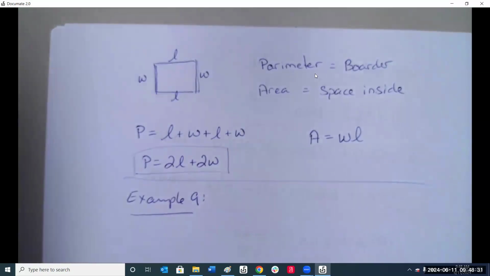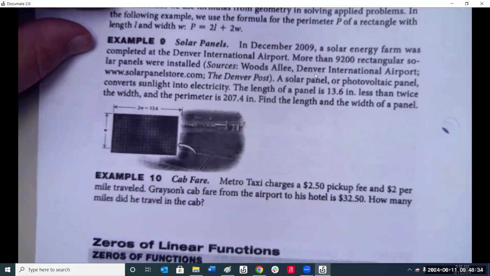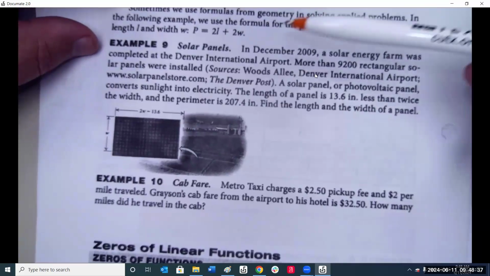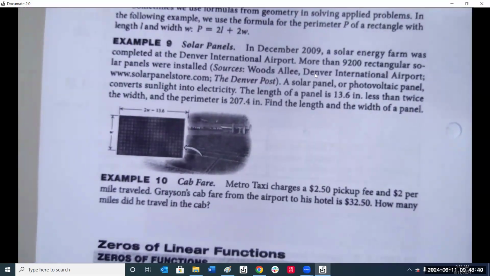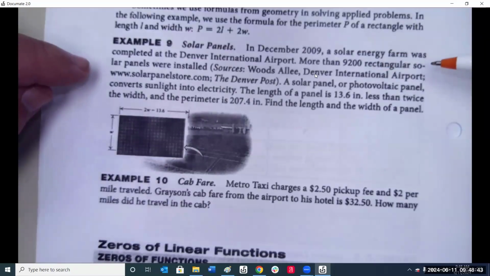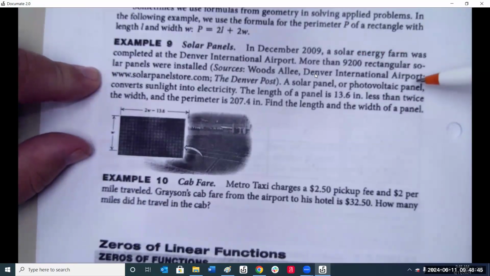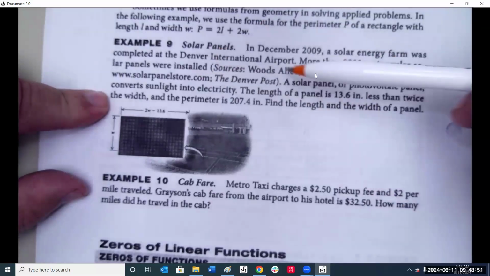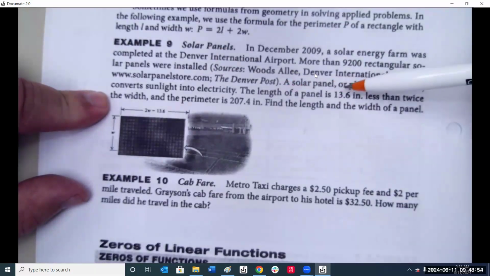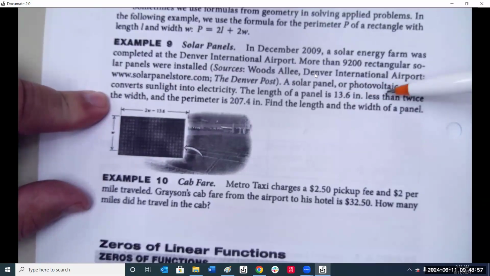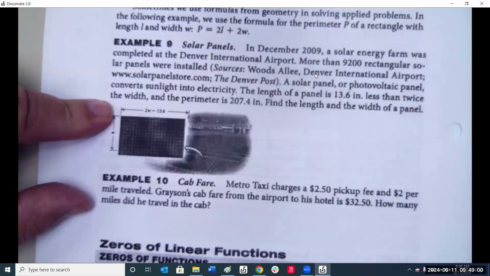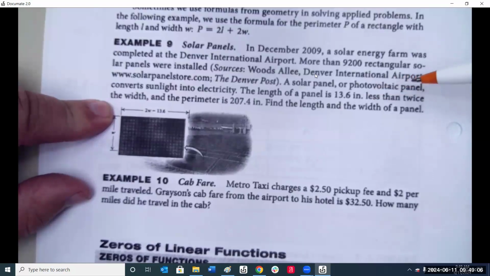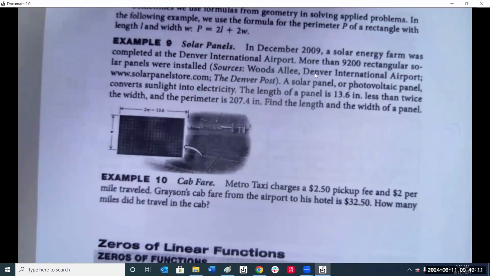Example 9. In December 2009, a solar energy farm was completed in Denver International Airport. More than 9,200 rectangular solar panels were installed. A solar panel or photovoltaic panel converts sunlight into electricity. The length of the panel is 13.6 inches less than twice the width, and the perimeter is 207.4 inches. Find the length and width.